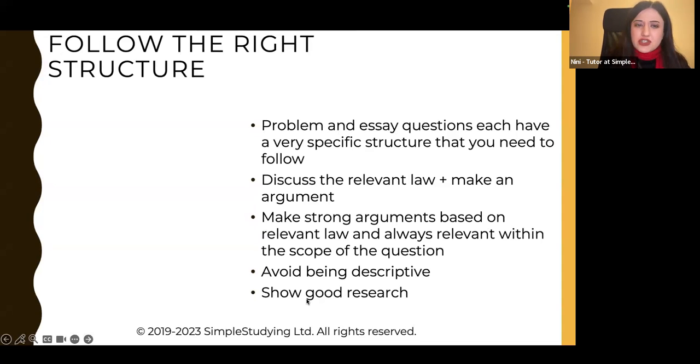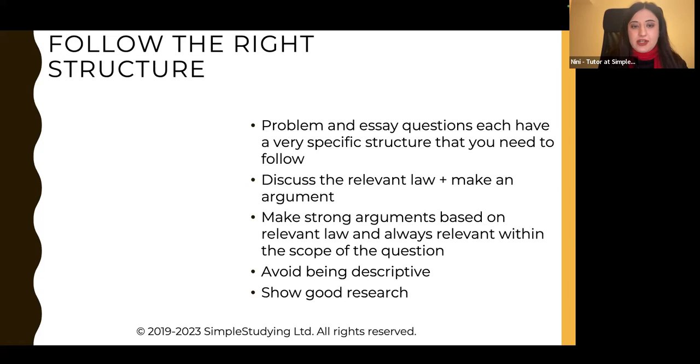Follow the right structure. Problem and essay questions have a very specific structure. It's called IRAC structure: issue, rule, application, and conclusion. So the arguments that you make in the problem and essay questions should follow this structure. You have to first discuss the relevant law, and then you have to make an argument. If it's a problem question, you have to apply the law to the facts of the case and make an argument about how to advise the parties on whatever they're asking you to do in the question. If it's an essay question, then you have to make an argument referring back to the question asked.